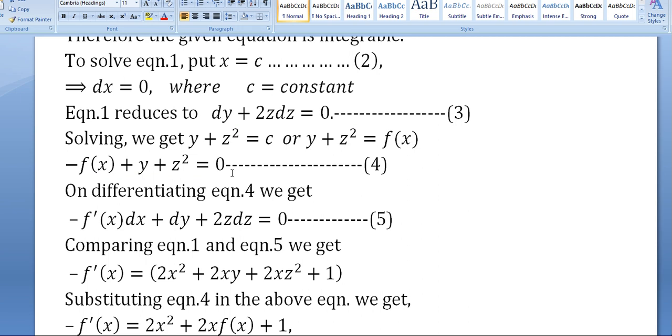So now I have got a part of the solution, but still I should know what this f(x) is. For this now, we'll differentiate.